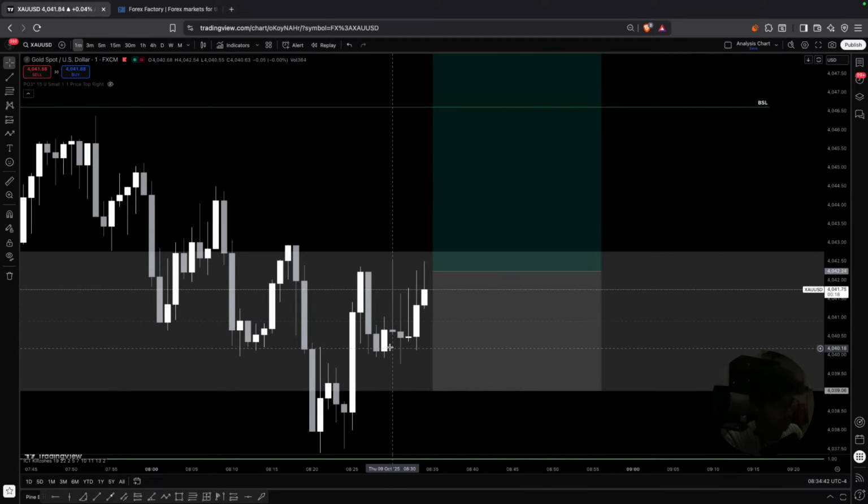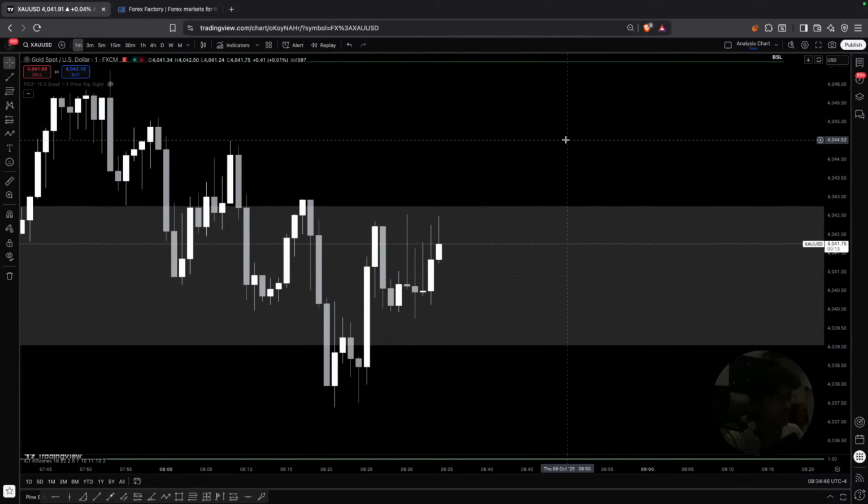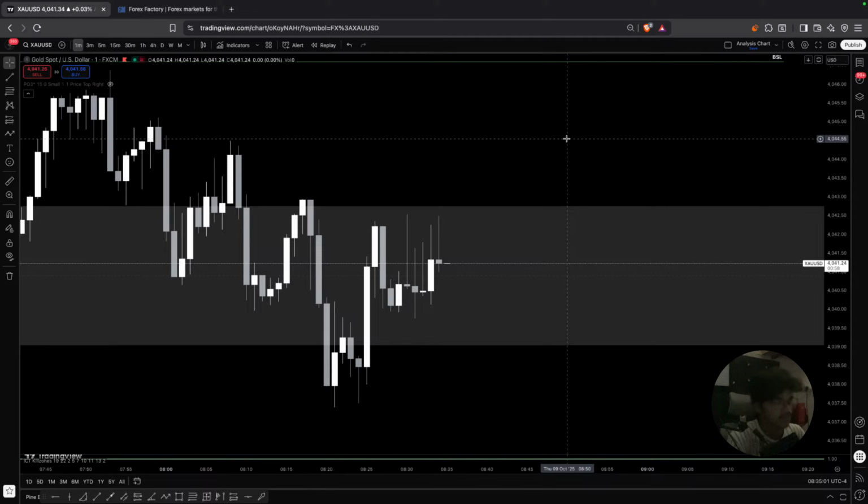Wait for it to properly close above this point. And it is showing me rejection. I really do not feel confident about it. But wait. Okay, we'll see what kind of reaction the market shows us, and then we'll look for some kind of entry. For now, it doesn't look that confident.